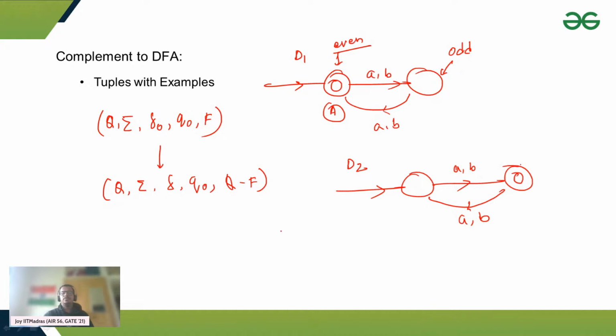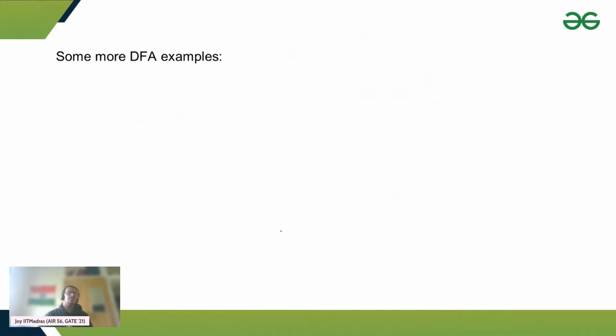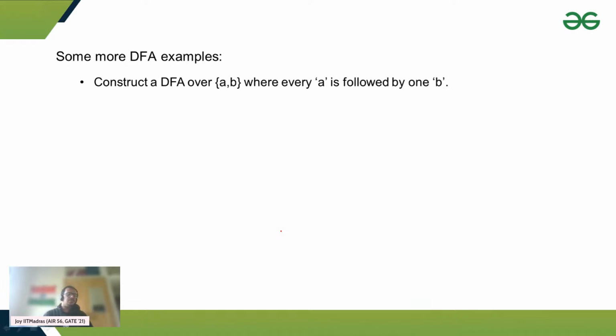Now let's move forward. In the subsequent part of today's lecture, we'll be talking about some more complex examples of DFA. One of the examples is to construct a DFA where every A is followed by one B. Whenever we get A, it should be followed by one B.